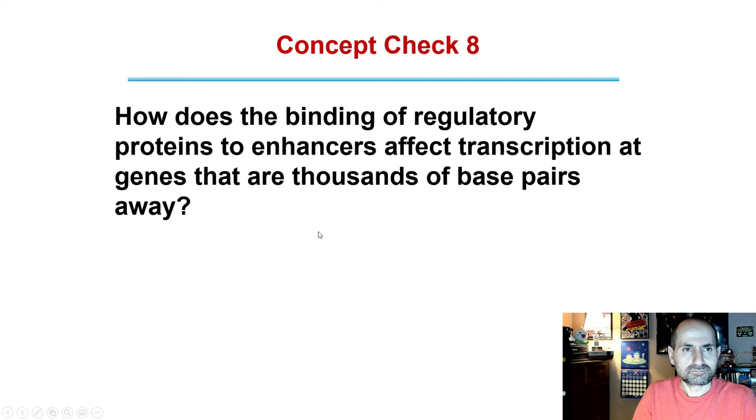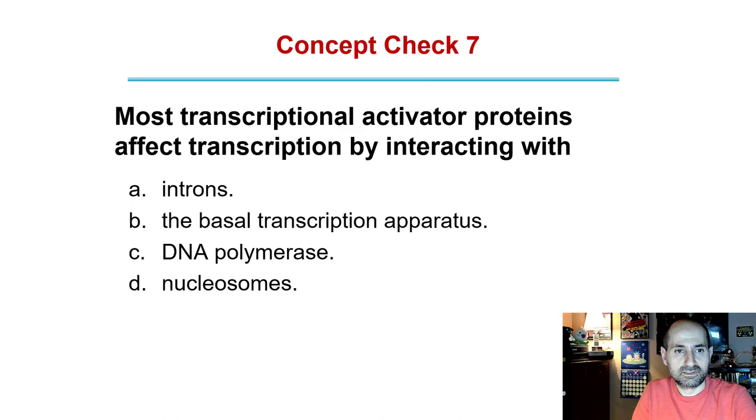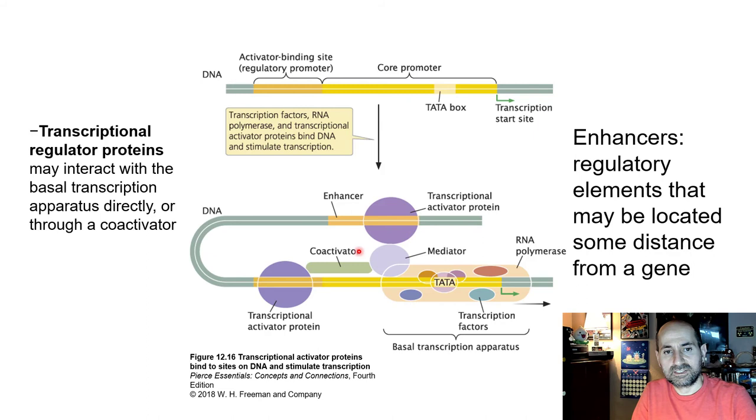Concept check eight. How does the binding of regulatory proteins to enhancers affect transcription at genes that are thousands of base pairs away? Essentially it's asking, how can enhancers work if they're so far away from the basal transcription machinery? Well, remember the DNA loops back, right? Remember your enhancer picture here? Even though the enhancer is way over here, the DNA loops back, and then your transcriptional activator protein is able to interact with the basal transcription apparatus, sometimes through a mediator or something like that.